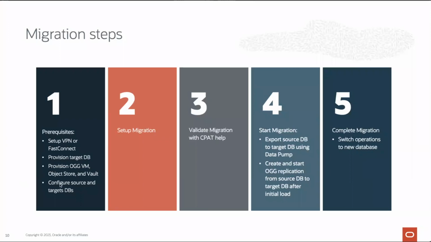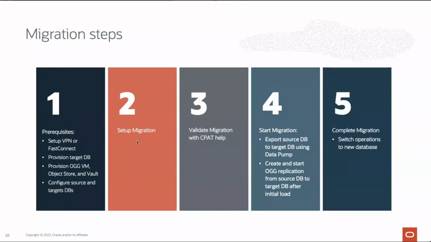And then, of course, we need to configure our source and target databases. There are some parameters that need to be set, especially when going with online migration for Golden Gate. So we need to enable special logging mechanisms on the source database. We need to create the Golden Gate user and give permission to the Golden Gate user.